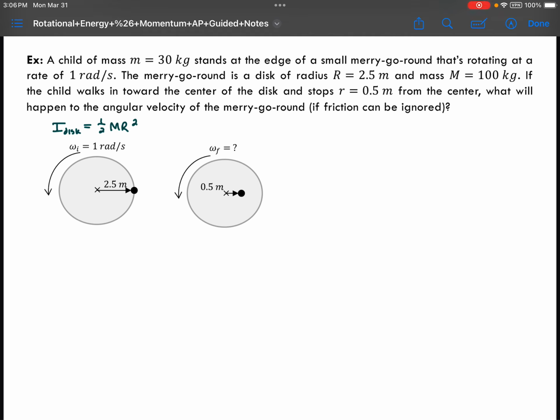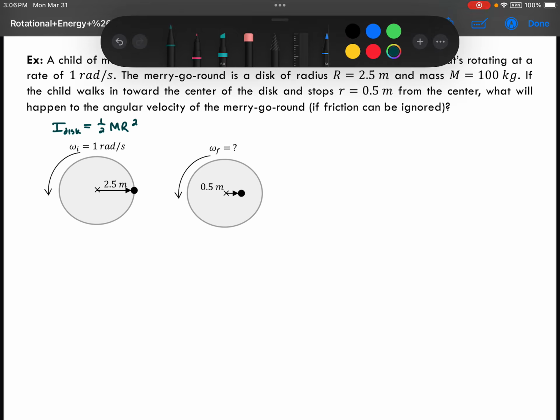Now we are assuming friction can be ignored. There are no external forces here. There are just forces between the child and the merry-go-round, but because they're both part of our system, they are internal forces and don't affect the angular momentum. So again, no external forces or torques means that angular momentum's conserved. So our initial angular momentum has to equal the final angular momentum.